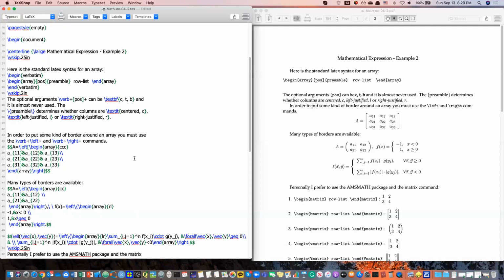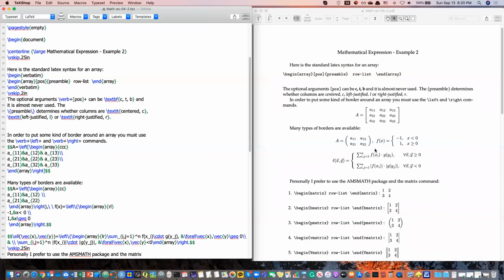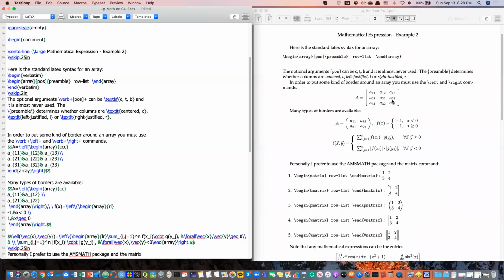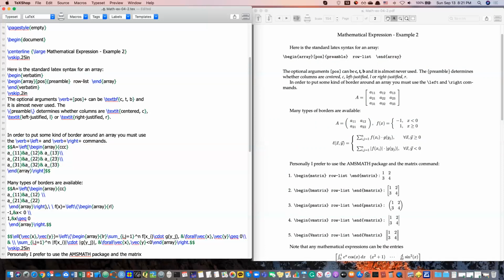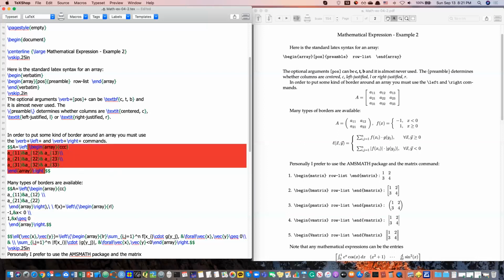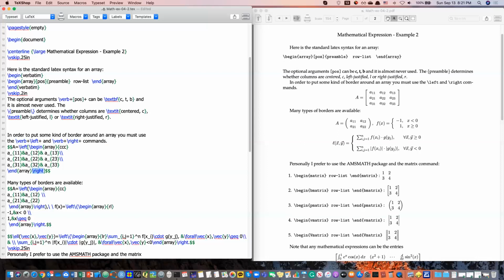Give me a second. Now, see this example right here. The first one, we just write in display mode, so we put the double dollar symbol. So A equals backslash left. I told you backslash left, and in this case a bracket, and then backslash right. That adjusts the size of the parenthesis, in this case the bracket, to fit the matrix.